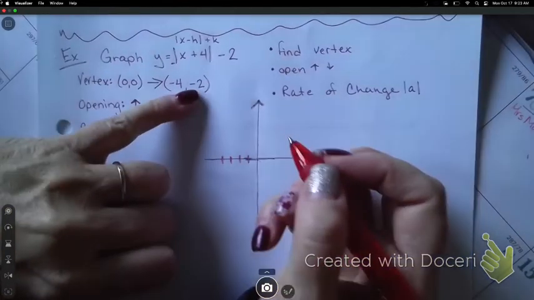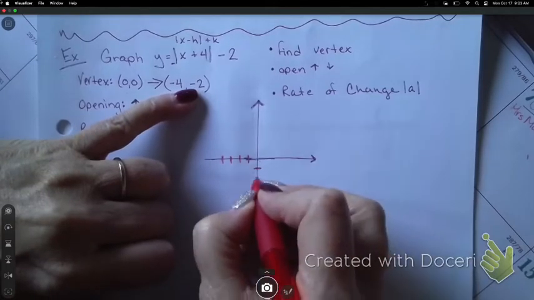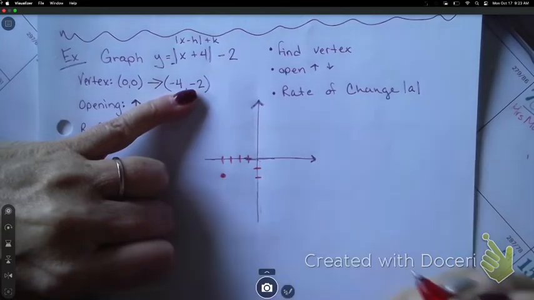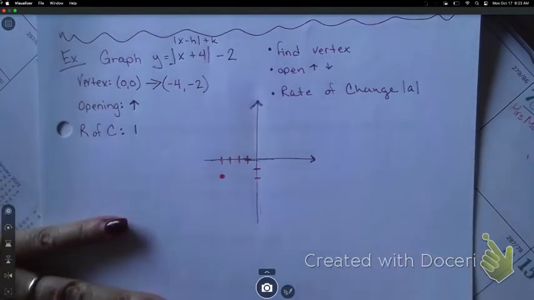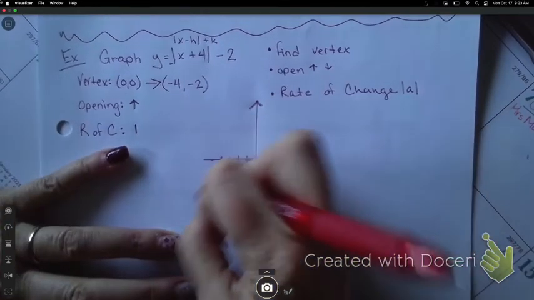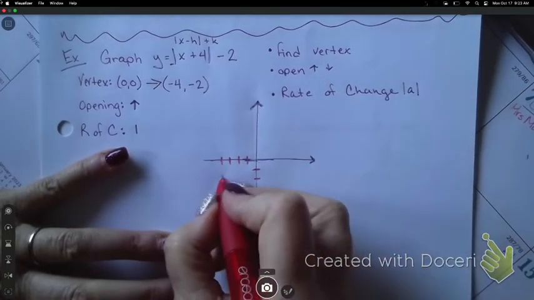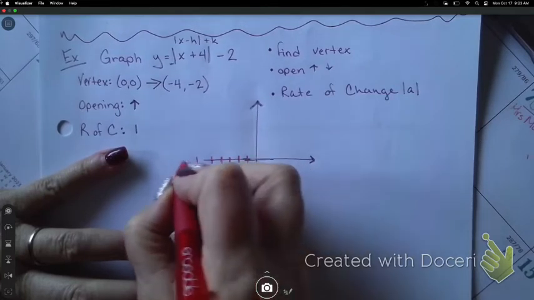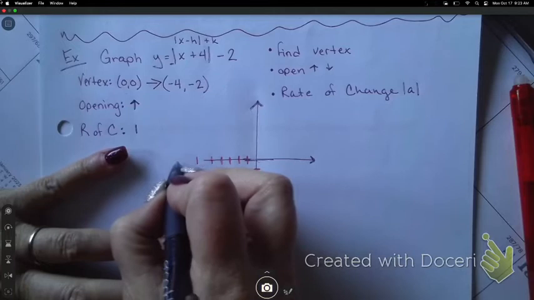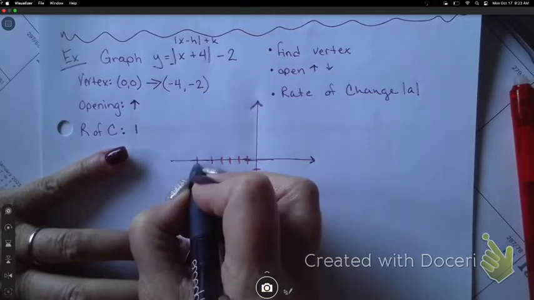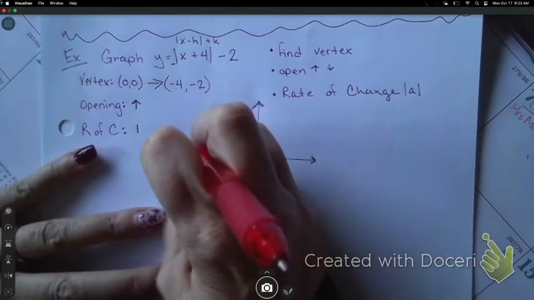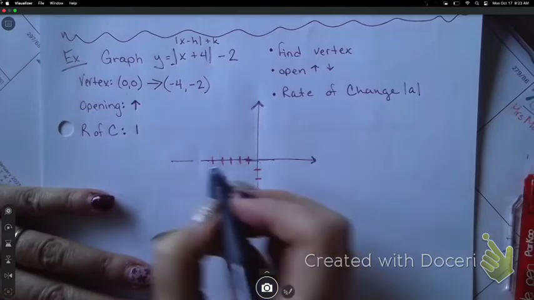And then I'm going to go down how much? Negative 2. So I put a point at negative 4, negative 2. Very nice, Gary. And then rate of change is positive 1. What'd you say, Cody? Okay, so I'm going to give myself a couple more tick marks here. Because if my rate of change is positive 1, on one side of this it's positive and on the other side it is negative, right? Because we talked about it making that V.